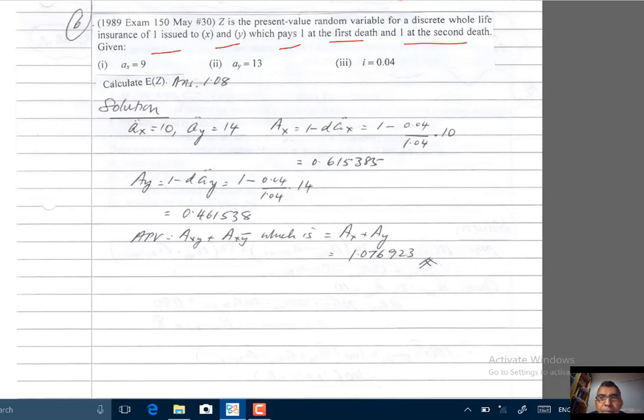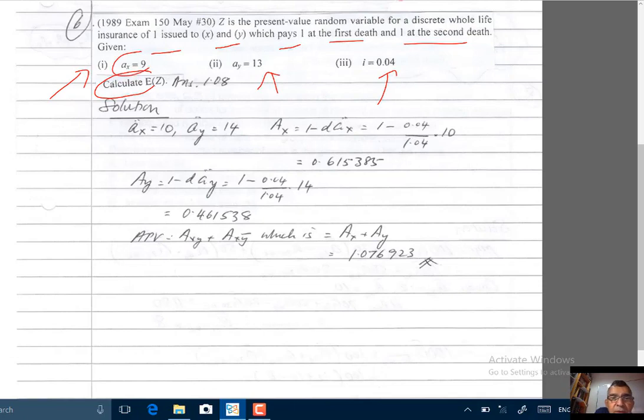Therefore, be a bit careful with the formula that you're going to use. Remember, Z is a present value random variable, and we are asked to find the expected value of Z. They gave me these functions, the annuity function, AX is 9, AY is 13, and they gave me the interest rate. Now, because AX is 9, I know that ä_X is 10, and I know AY here is 13, so ä_Y must be 14.